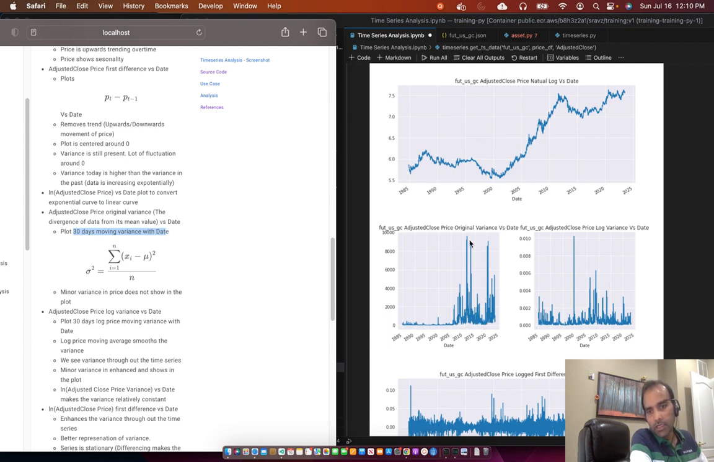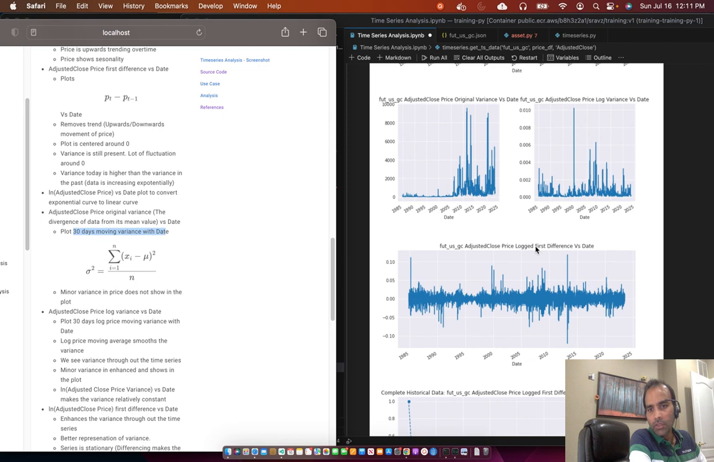When we see the original variance, the variance today is way too high compared to the variance in the past. To smoothen it out so that we can see the variance in the past, we take the natural log of the moving variance and plot it with date. And here, the variance is shown in a uniform way, so we can see the variance in the past too. That's the benefit of taking the natural log of any series. It will magnify the variance in the past if the plot is upward trending, or if the plot is an exponential plot.